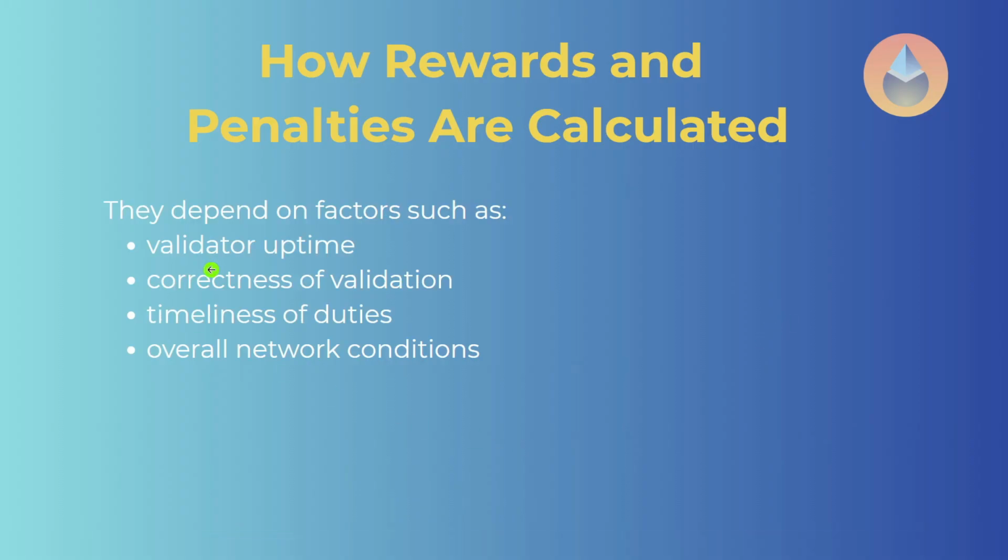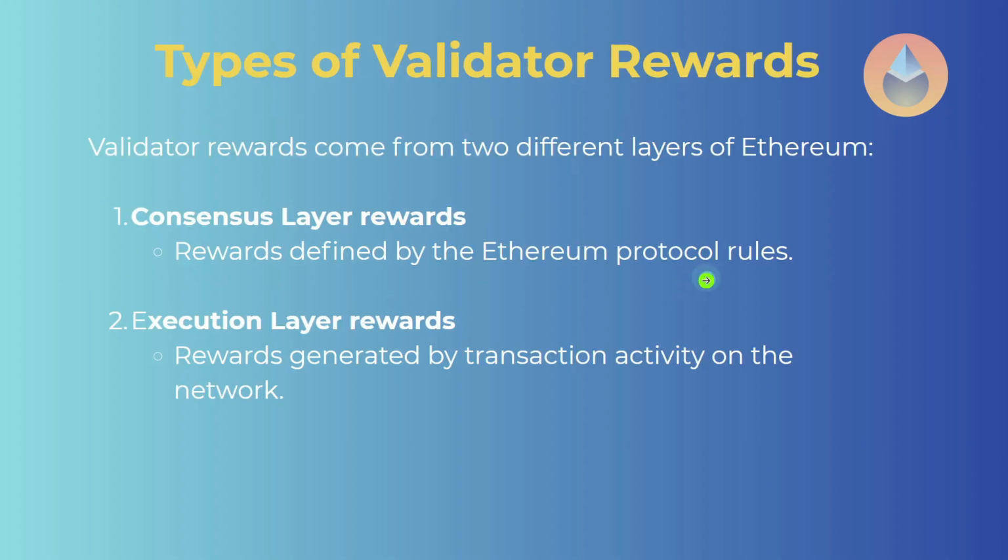These rewards depend on factors such as validator uptime, correctness of validation, timeliness of duty, and overall network condition. Validator uptime means that you can be slashed a portion of your stake because your software was not online for, let's say, a small amount of time. It is not just that you wanted to cheat. You can incur validator penalties because your software is required to run 24/7. This is just an example.